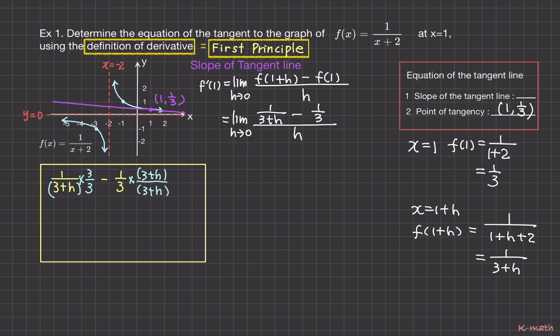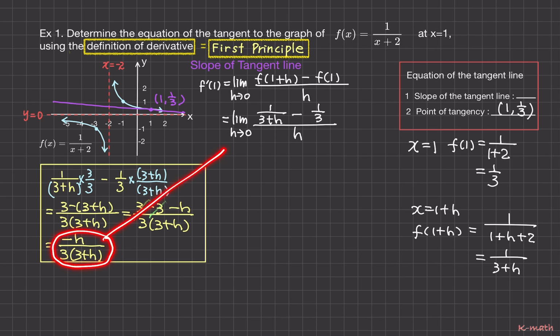Just be careful. This negative is for the whole thing. Then it becomes 3 minus (3 plus h) divided by 3 times (3 plus h), which is 3 minus 3 minus h over 3 times (3 plus h). The 3 and minus 3 cancel out, and now the expression is minus h over 3 times (3 plus h). Now, we just plug the simplified form into the expression.